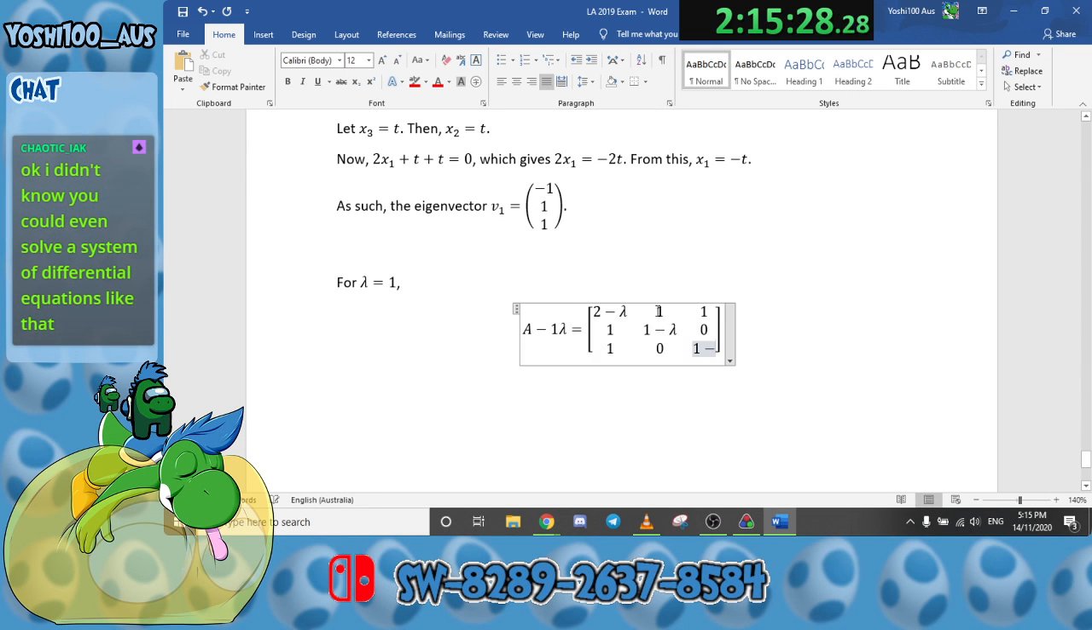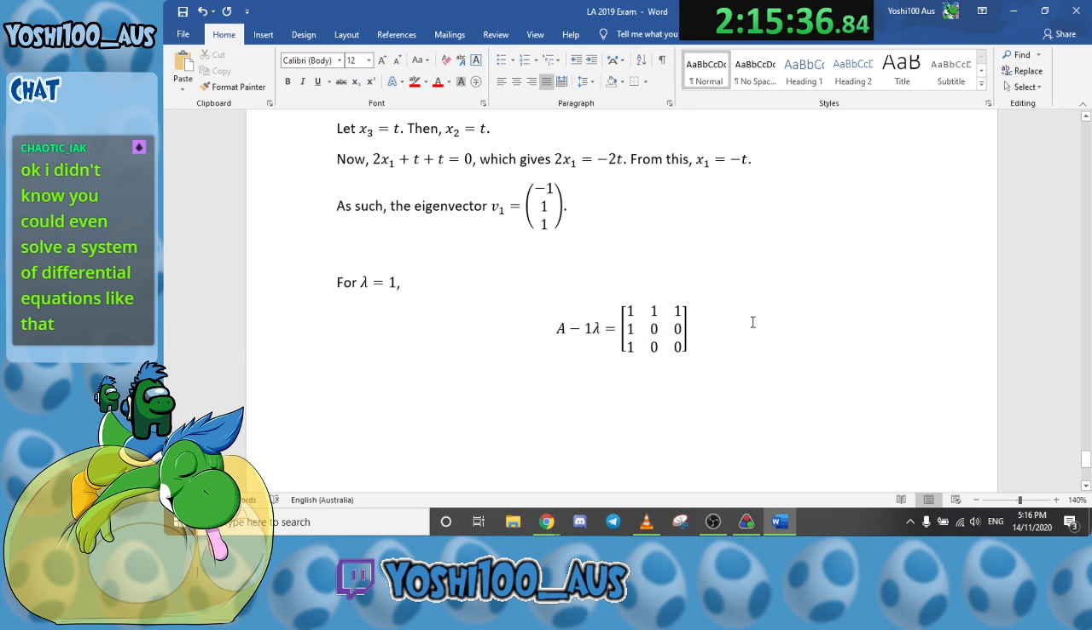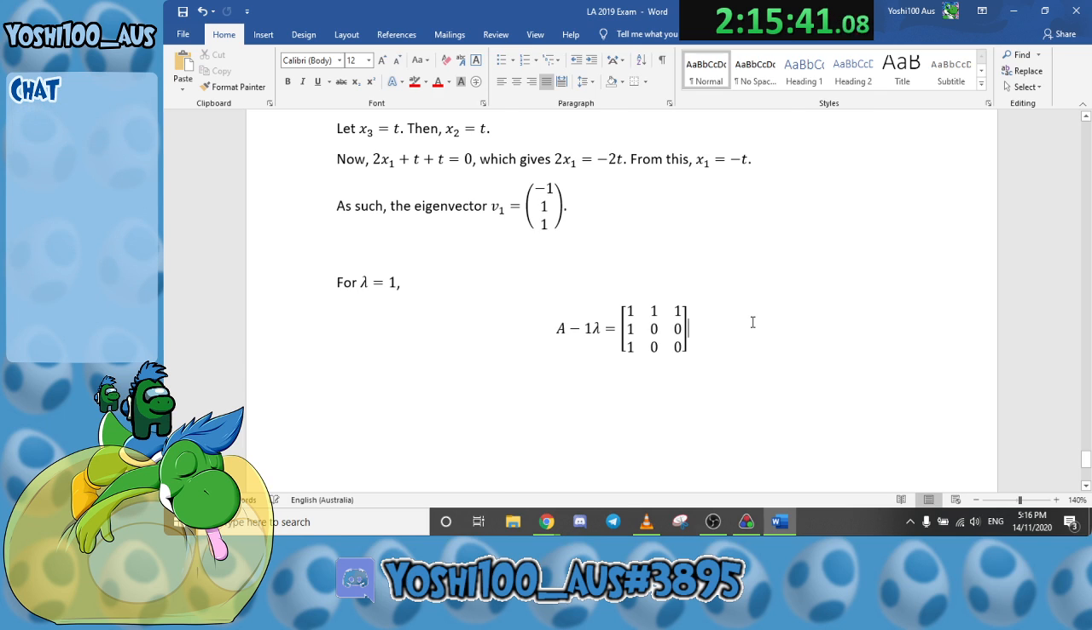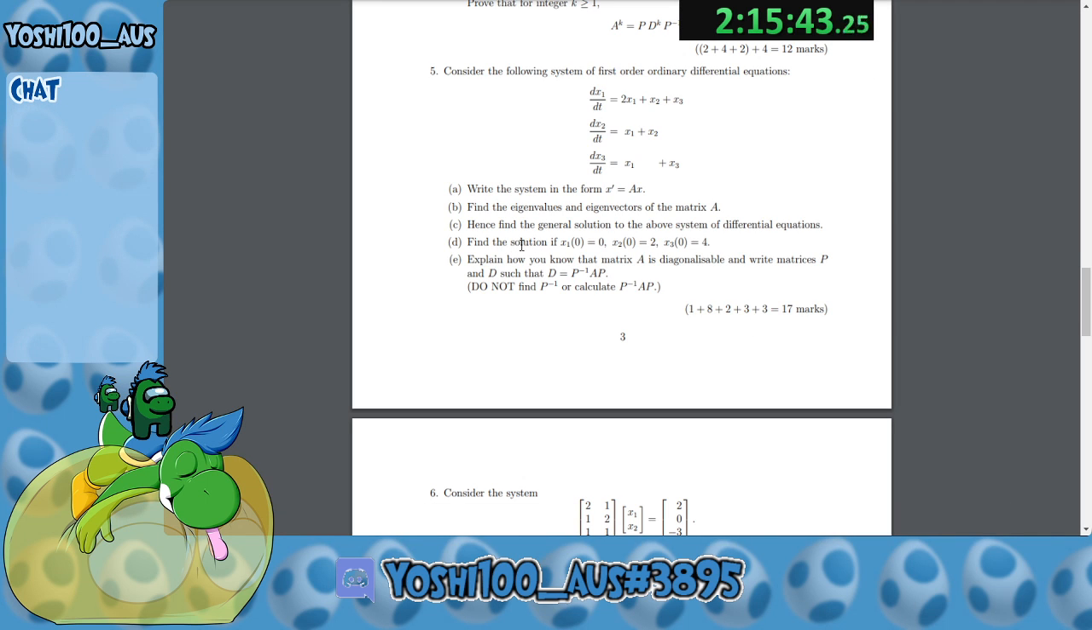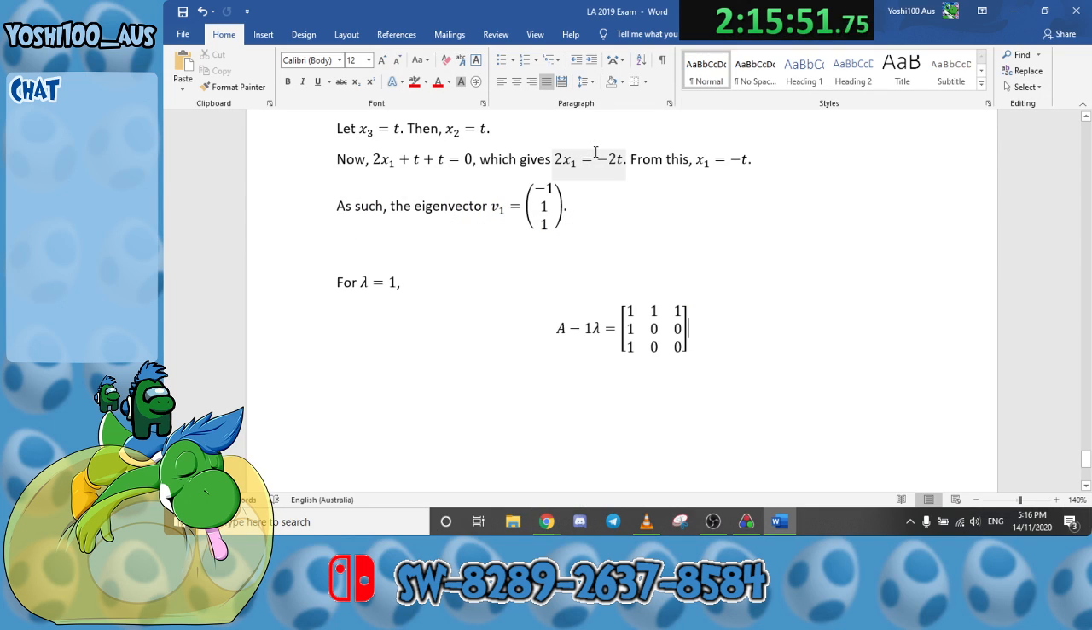Oh, wait, no, what am I doing? Hold on. No, you subtract 1 from each of these. Sorry, I'm being silly. Oh, and you can just... This is also fine. I didn't know you could even solve a system of differential equations like that. Yeah, you use a formula to write a solution. It's not elegant, but it works.